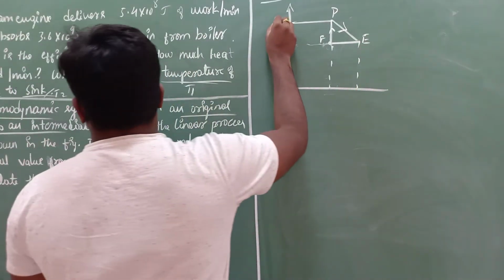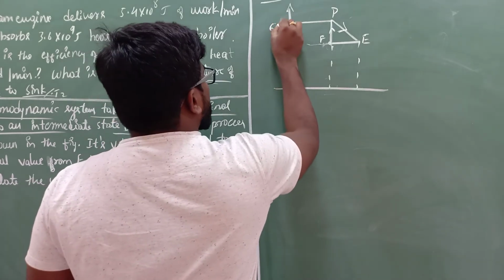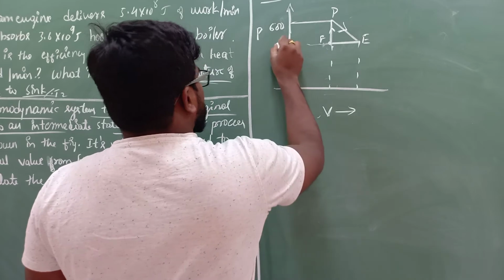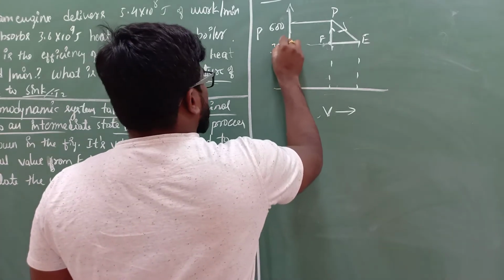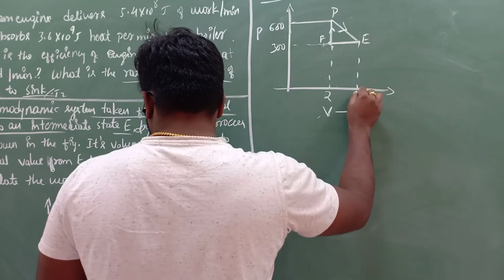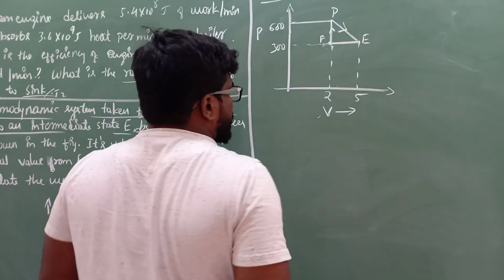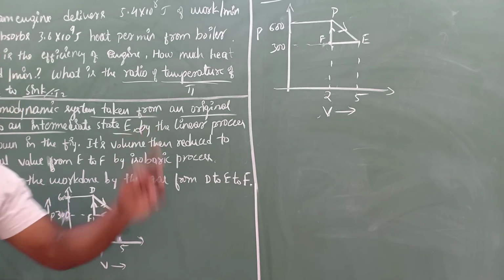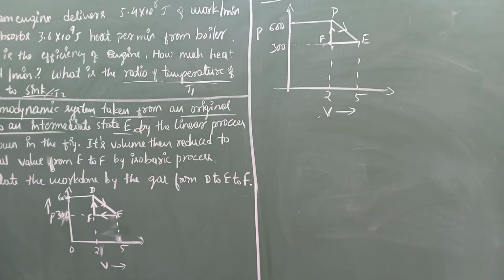Now the values are given here. How much is it here? 600. This is a PV diagram, and this value is 300. This is 2, and this value is equal to 5. The volume is taken in terms of meter cube, and the pressure is taken in terms of Newton per meter square, in other words Pascal. In that way they have taken it.